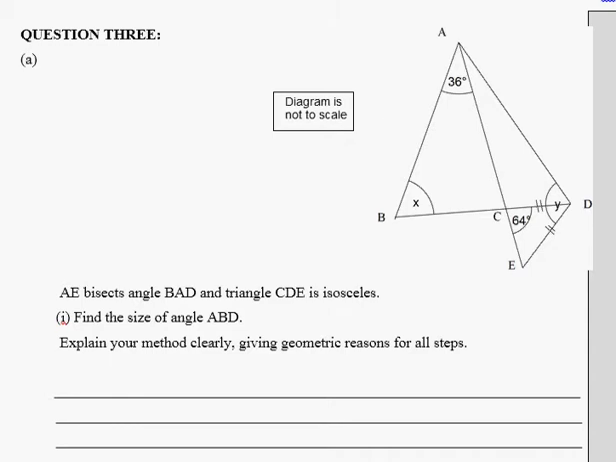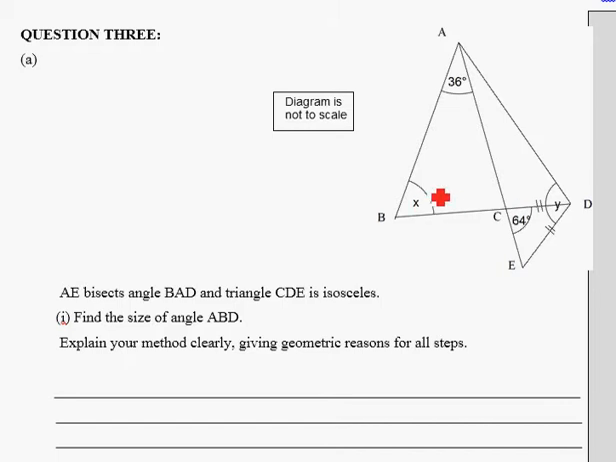Right, the 2014 school geometry exam, question 3. AE bisects angle BAD. Now bisects means cut in half, so the other part of that must also be 36, even if it doesn't look like it. Triangle CDE is isosceles. Well, I can see that, which automatically makes that 64 as well. Find the size of angle ABD.